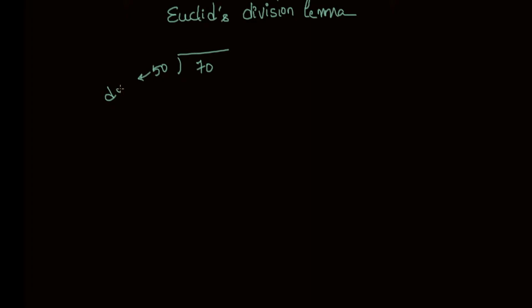I am taking the lower number as the divisor, the number by which we divide, and the higher number as the dividend, the number which we divide. Now, if you want to solve this, 50 ones are 50, that would leave us 20. So 20 is the remainder and 1 is the quotient.